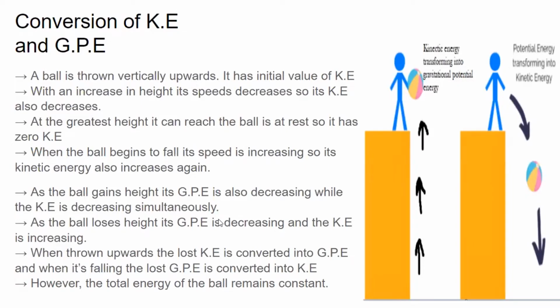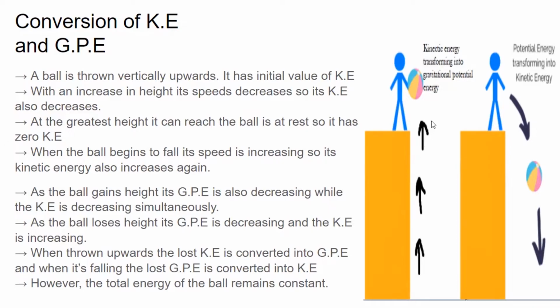So next we need to understand the conversion of kinetic energy to gravitational potential energy and vice versa. So when we throw a ball vertically upwards, it has an initial value of kinetic energy, and with its increase in height, its speed decreases, so its kinetic energy also decreases. But since the height between the ball and the ground is increasing, its gravitational potential energy is also increasing.